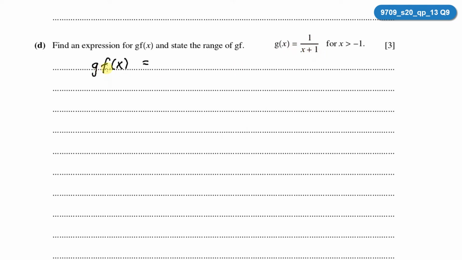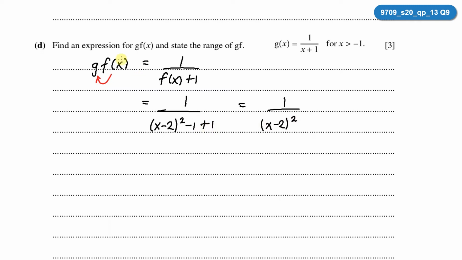So when we have g of f of x, it means that f of x is an input into the function g, which means that we can have 1 over the input. So that will be 1 over f of x plus 1. And f of x in completed square form, we got as x minus 2 squared minus 1, and that will be plus 1. So we can simplify this to 1 over x minus 2 squared, and minus 1 plus 1 is 0. So g of f of x is 1 over x minus 2 all squared.